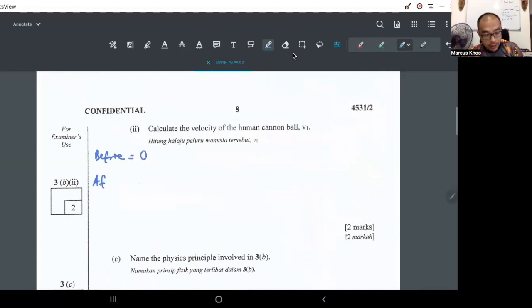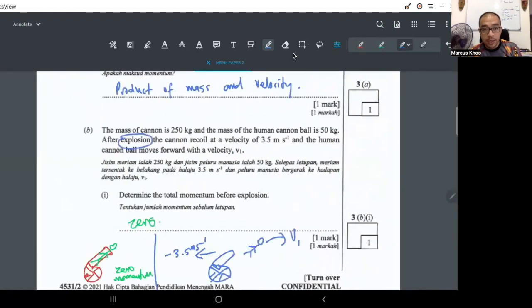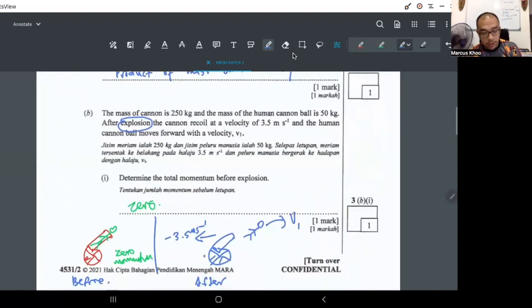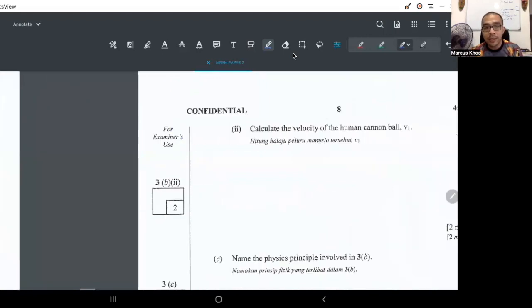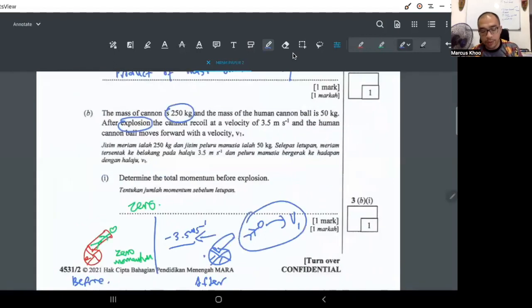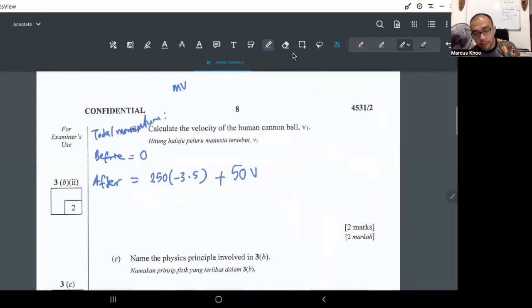After the explosion, the formula for momentum is mv. So the momentum of the cannon will be 250 times negative 3.5. Why negative? Because the cannon is moving backwards. Plus, total momentum. What we are calculating here is the total momentum. So before the explosion, 0. After the explosion, the cannon's momentum plus our friend's momentum. The guy is 50 kg, so it's 50 times V1.